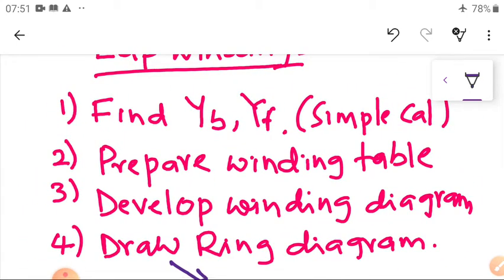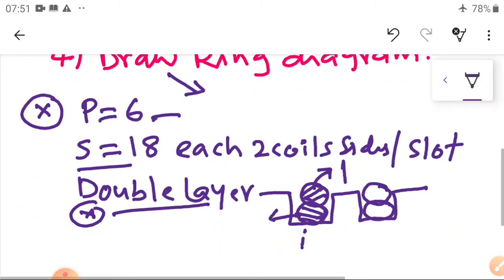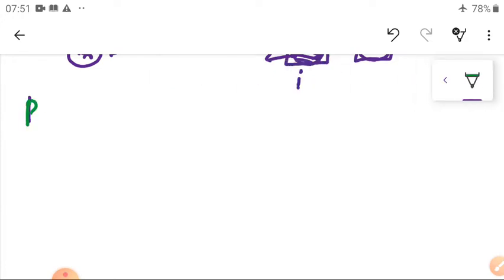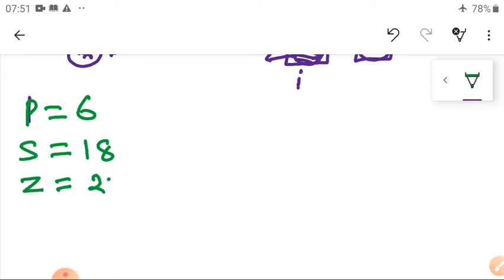First step is the simple calculations. As you know, simple calculations based on the given data, find the YB and YF. P is given, 6 poles. S is given, 18 slots. So I require the Z conductors. Z is equal to 2 into 18, so the number of conductors is 36.